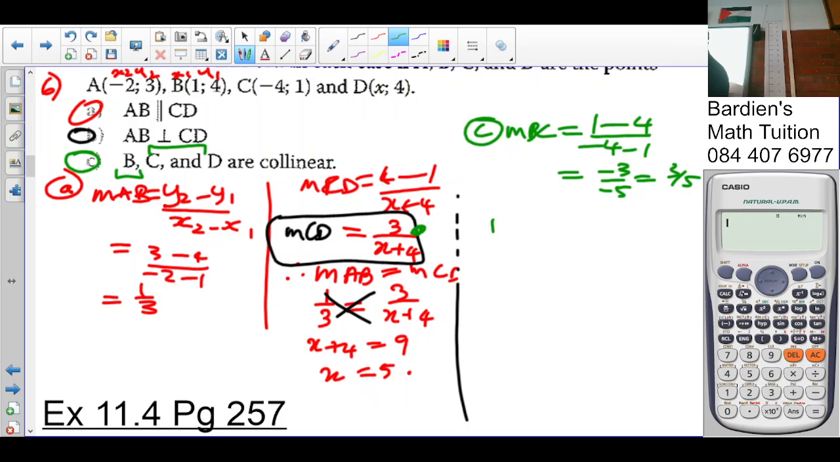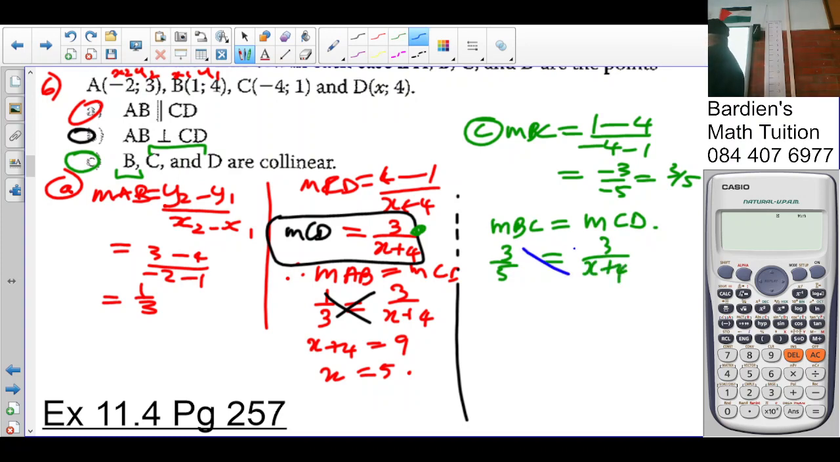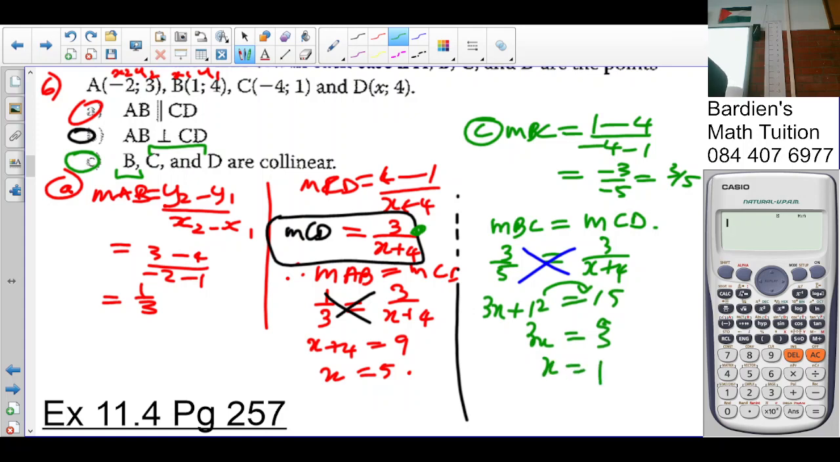So the gradient of BC is equal to the gradient of CD. So it's going to be 3 over 5 is equal to 3 over x plus 4. So we've got the fraction on either side of the equal sign. So what do we do? Cross multiply. So it's going to be 3x plus 12 is equal to 15. Bring that over. 3x is equal to 3. So x is equal to 1. Is that correct? Right.